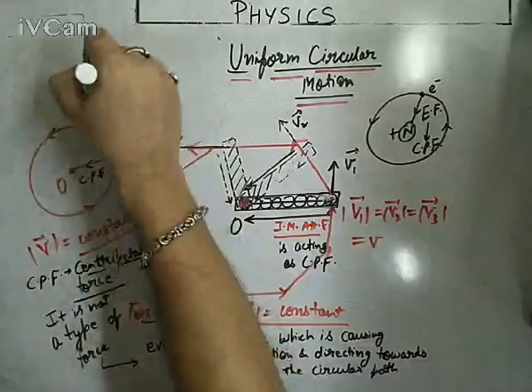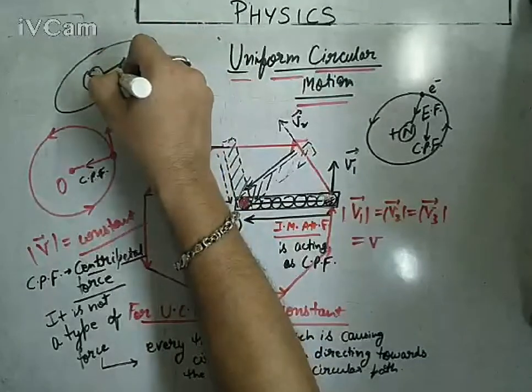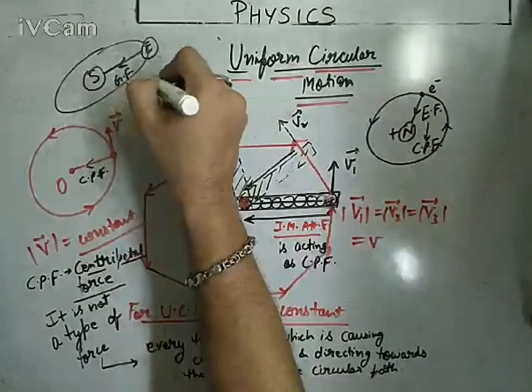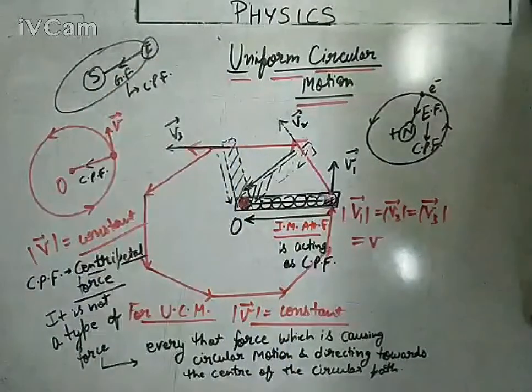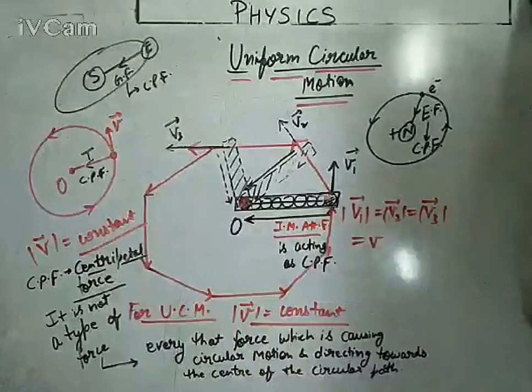Planetary motion: the earth is revolving around the sun, we know it very well. The gravitational force between the sun and the earth is acting as a centripetal force. If you are revolving a stone by tying it with a string in a circular path, the tension in the string is acting as a centripetal force. So keep this in mind. Centripetal force is not a type of force. Every force which is causing circular motion and directed towards the center of the circular path will be treated as a centripetal force. This is the basic idea regarding centripetal force.